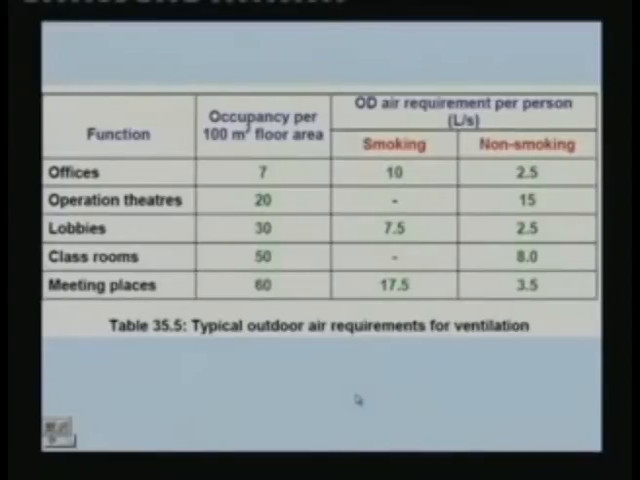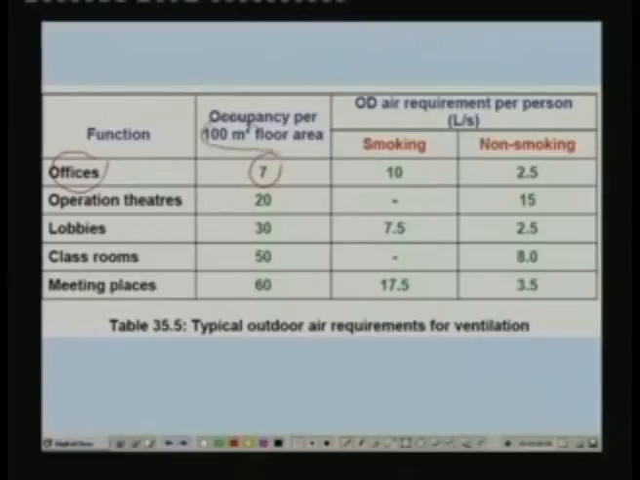This is a typical table of outdoor air requirements for ventilation adapted from ASHRAE standards. You can see that for offices, if the occupancy level is 7 people per 100 square meter floor area, and if it is a smoking zone, you require 10 liter per second per person. And if it is a non-smoking zone, you require 2.5 liter per second per person. And for operation theatres, you require high levels of ventilation, and the occupancy will be 20 persons per 100 square meter. Normally smoking is not allowed, but still you require high ventilation air because you have to maintain a high level of purity.